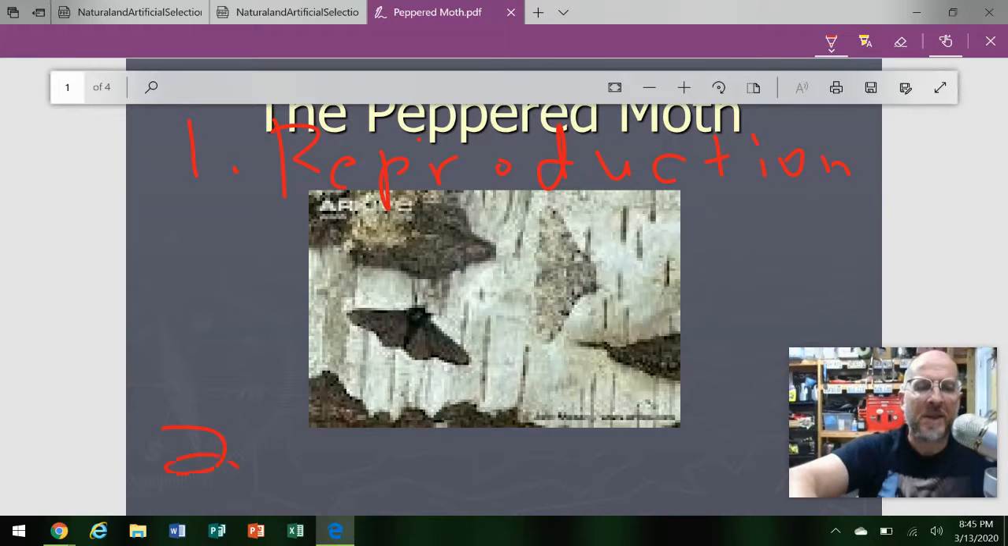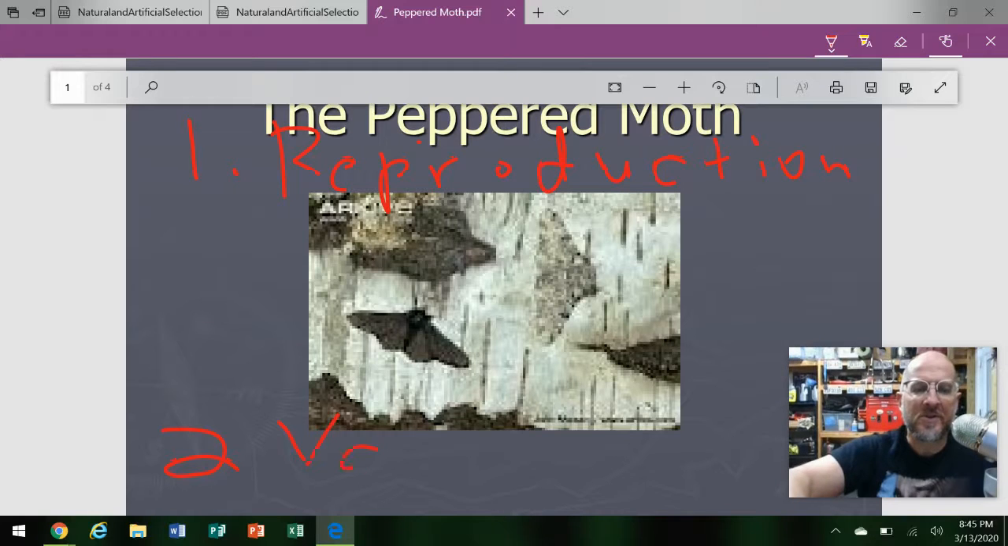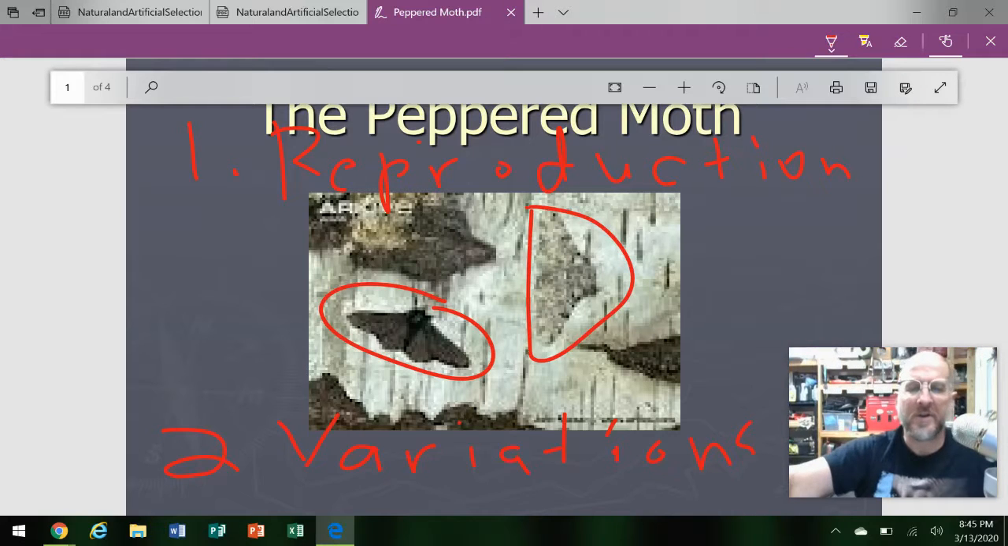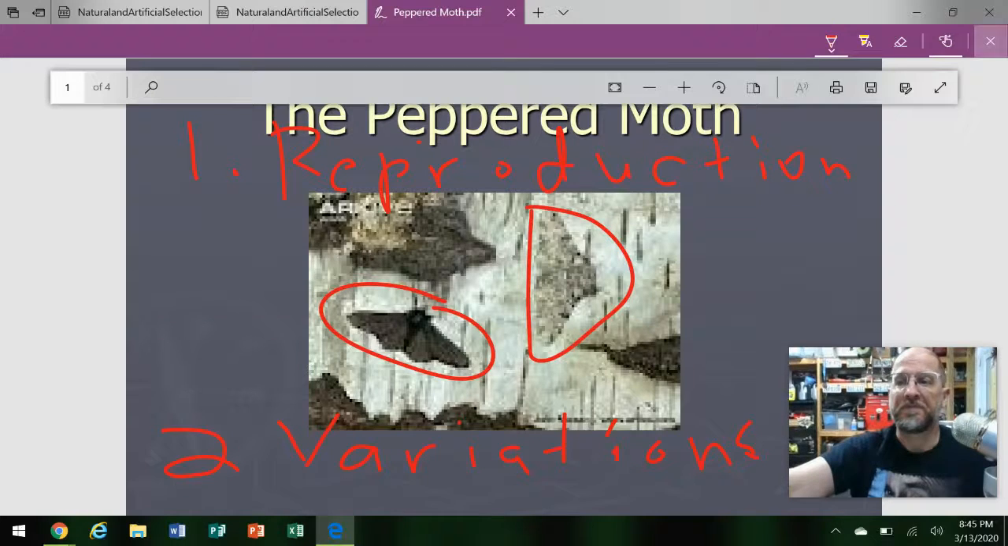And there may be variations in these organisms, all right, such as different colors. You see the light and the dark. And those variations may make one more suited for survival than the other.